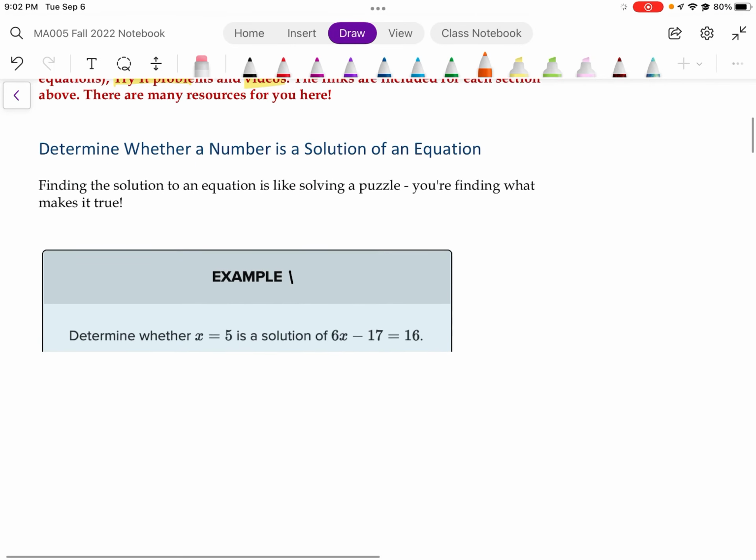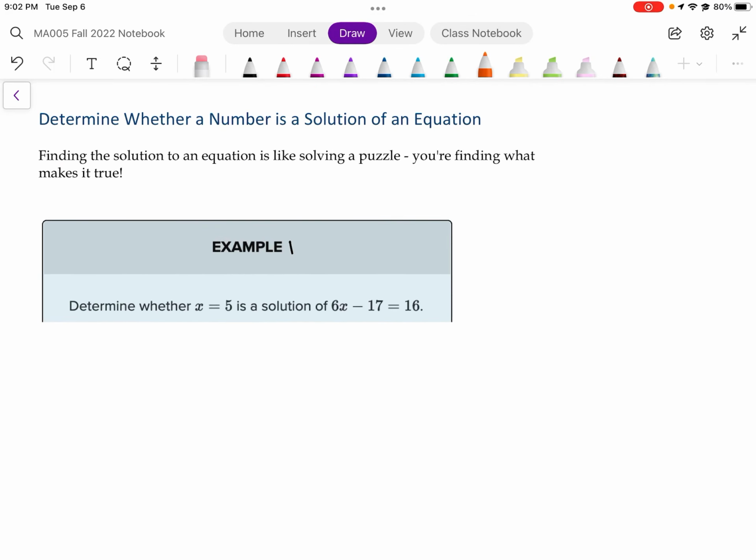All right, so we're first going to look at determining whether a number is a solution of an equation. And we talked a little bit about that last time, I believe. We're going to do it some more. So finding the solution to an equation is like solving a puzzle. You're just finding what makes this statement true. So we're trying to decide if these things are true. So example 1 says, determine whether x equals 5 is a solution of this right here.